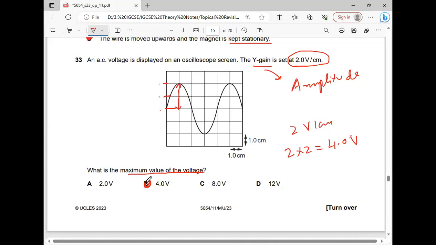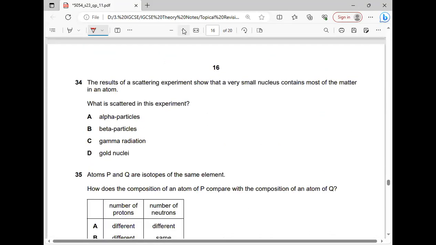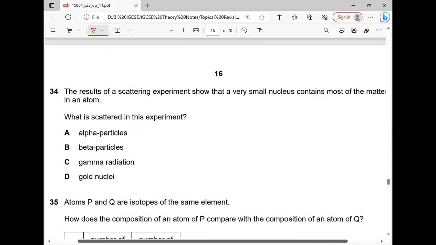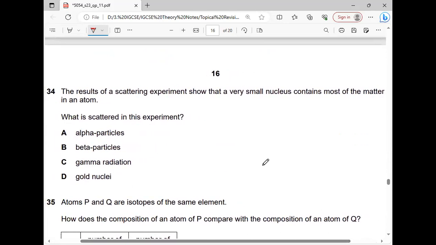Okay. Now let's move towards the next question. The results of a scattering experiment show that a very small nucleus contains most of the mass in an atom. What is scattered in this experiment? Okay, we know that in this experiment, the particles that were struck with the small nucleus were alpha particles. So that experiment is also called the alpha particle scattering experiment. So option A is the correct answer.